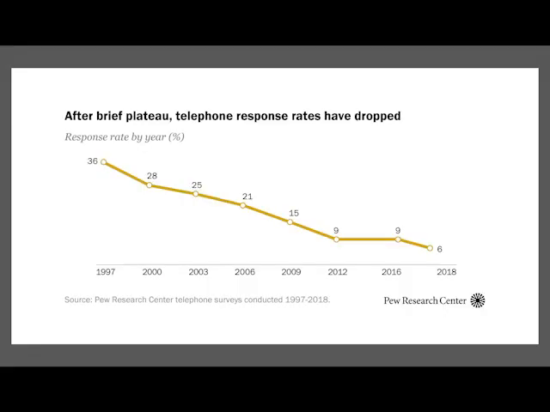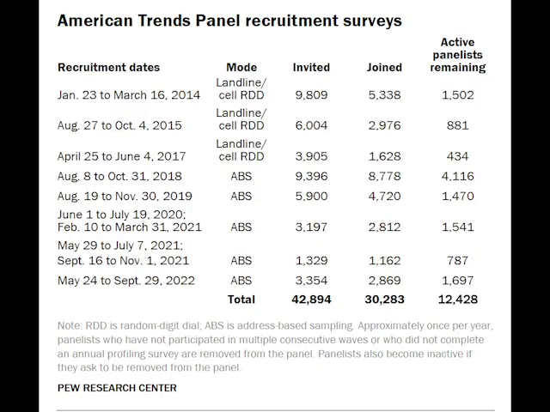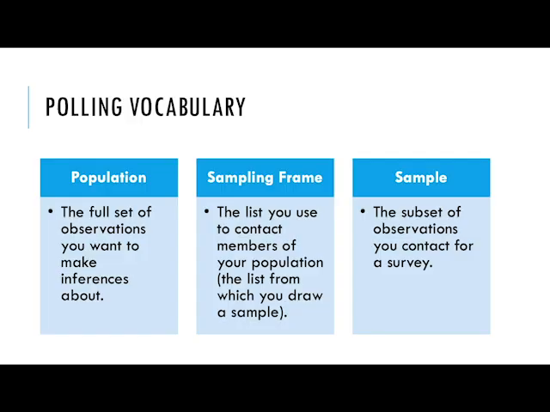Polling organizations used to develop contact lists using the phone book. But since many Americans no longer have landlines and don't answer their mobile phones, this is no longer an effective way to conduct polls. Most big pollsters now conduct polls over the internet. They generate large-ish sampling frames by contacting individuals via mail and telephone. Polling organizations then send emails to samples from that list of people who agreed to participate in surveys. So that's the sampling frame.